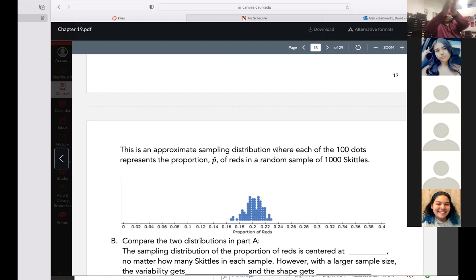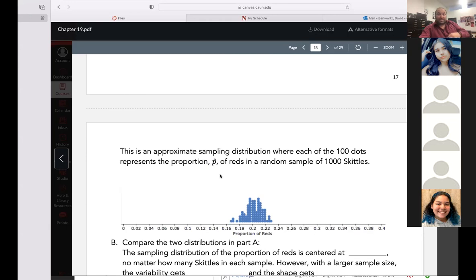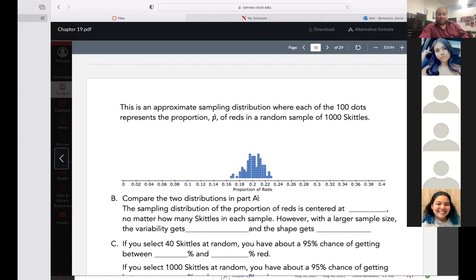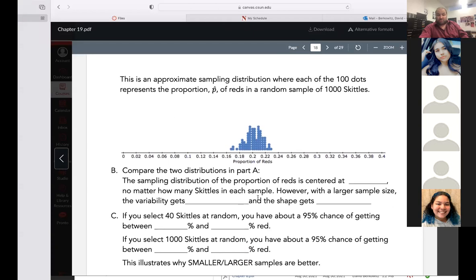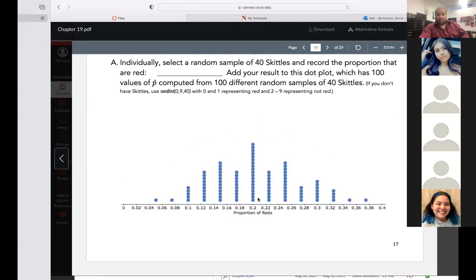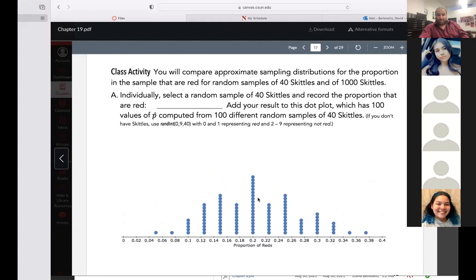If I have 40 at a time, there's a lot of wiggle room. I haven't reached stabilization yet. I can be all over the place. But with 1,000 at a time, it's much less likely to be far away from the true value. So p hat, my sample proportion, we know p is actually 20%. That's the true value. p hat is my sample proportion. That is much closer, much more condensed and clustered around 20% than the original one was. Does that make sense? So hopefully it does.